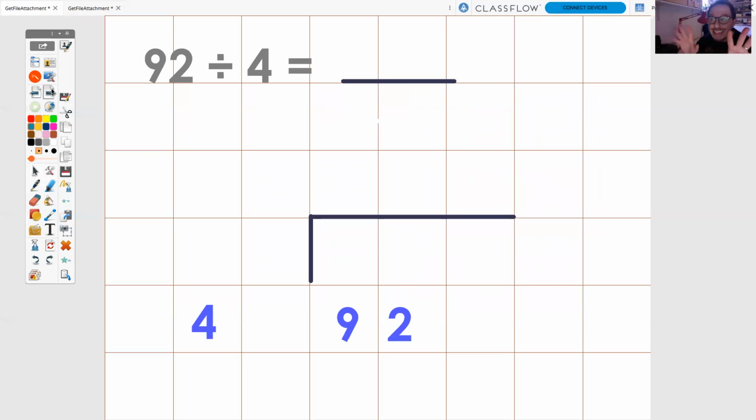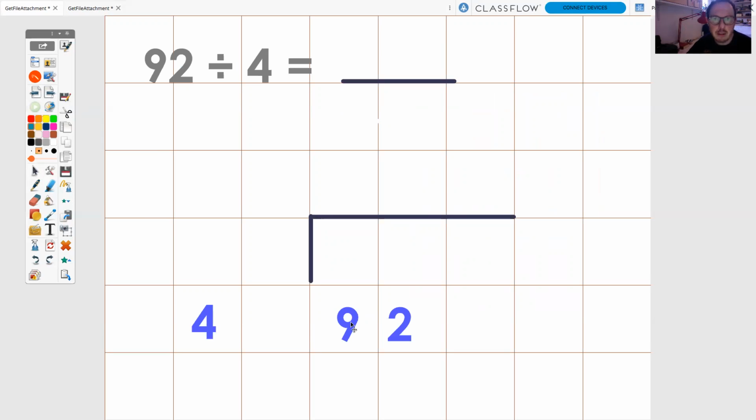Now, this is slightly different, because if you were using counters, you'd probably do some exchanging now. But I'm going to show you how it works on the short division method. So 92 divided by 4 is actually a question we looked at last week when we did all the counters. And we had a leftover 10 that we exchanged for lots of 1s. But I'm just going to show you how that works in the bus stop method, the short division method.